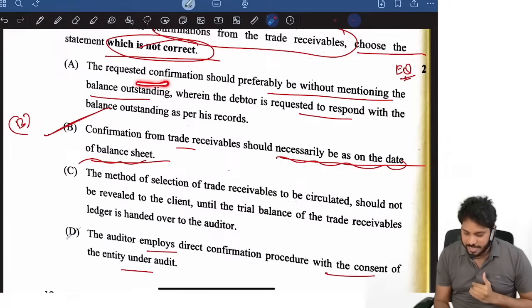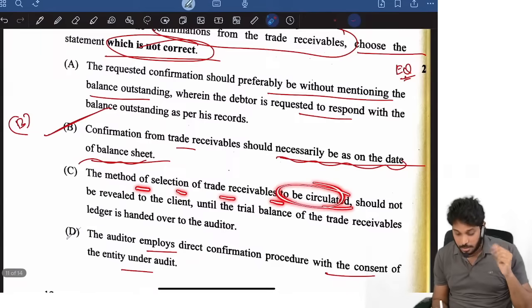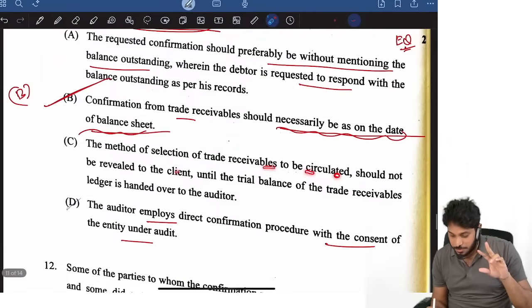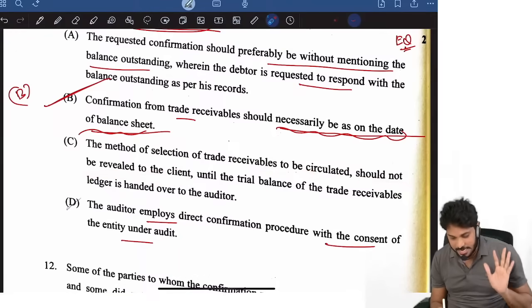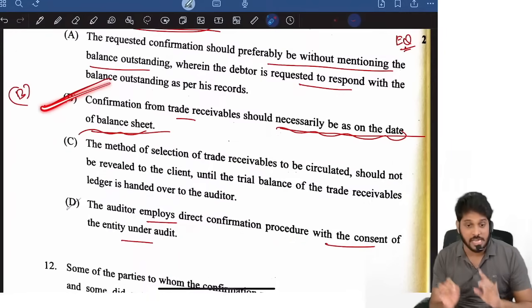We need to send a confirmation preferably without mentioning the balance outstanding, wherein the debtor is requested to respond as per records. The method of selection of trade receivables to be circulated should not be revealed to the client until the balance is received. The auditor employed it direct with the consent of the client. That is all correct. Answer B is wrong.